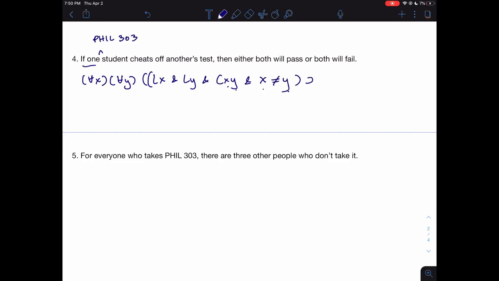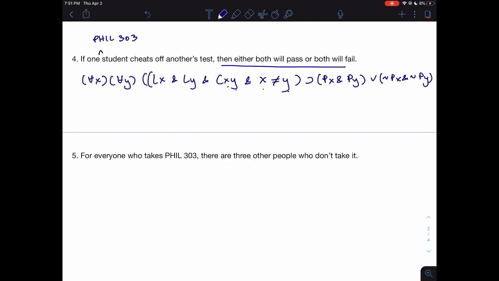So that is saying if one Phil 303 student cheats off another's test. Now we move on to the consequent. Then either both x and y will pass or both x and y will fail. So that part's pretty straightforward. We want to say it's either going to be the case that Px and Py, or not Px and not Py.